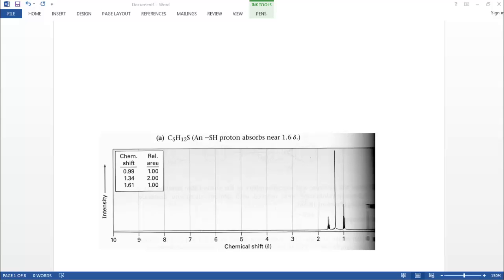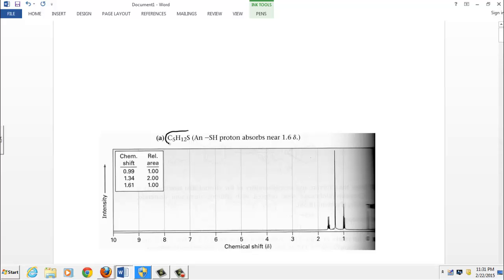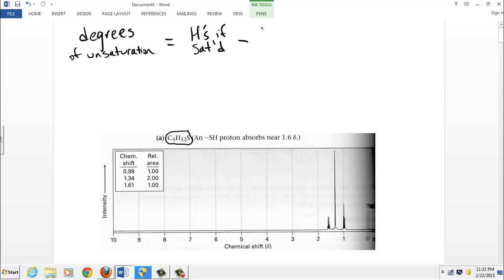Hi everyone, let's work out an NMR problem. First thing I like to do is take a look at the chemical formula and calculate degrees of unsaturation. What you want to do is calculate how many hydrogens a saturated compound should have and subtract the actual number of hydrogens, making some modifications for any heteroatoms like halides and oxygen, nitrogen, and then divide by 2. This is going to give you the number of pi bonds and/or rings.